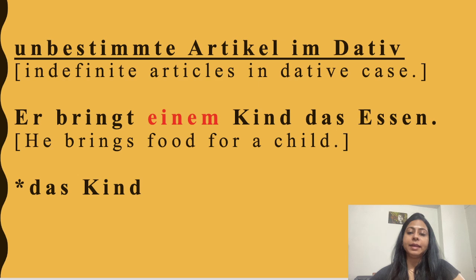Er bringt einem Kind das Essen. So the article for Kind is das. In indefinite it would be ein. So he brings food for a child. Ein changes to einem.